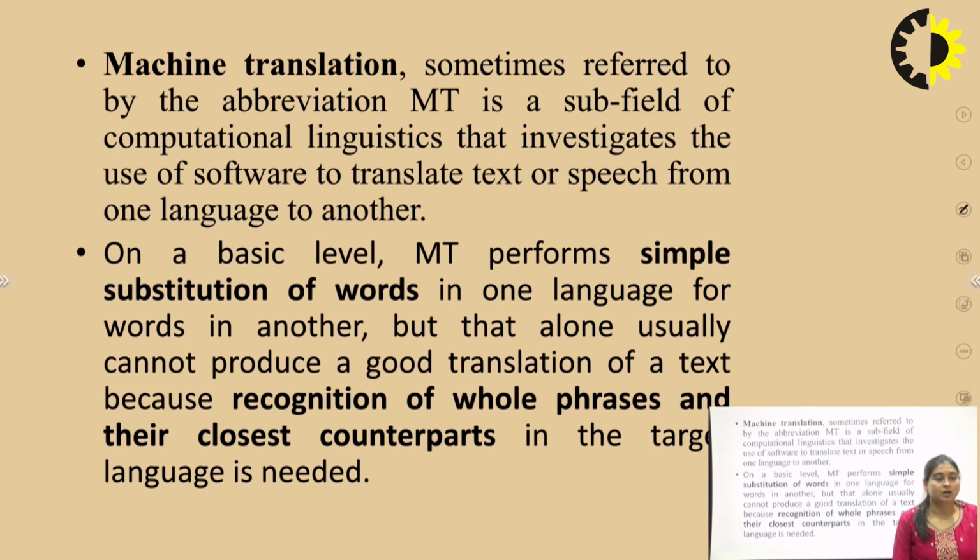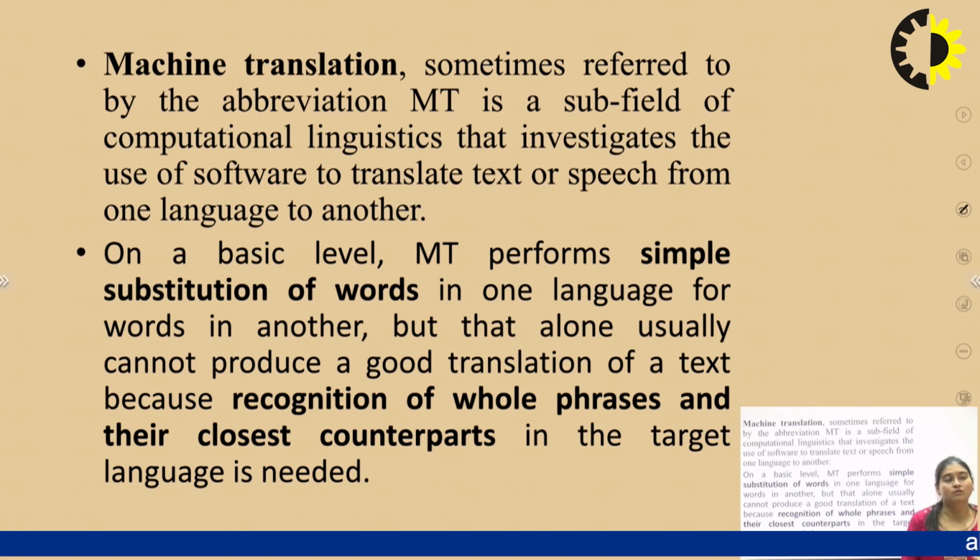On the basic level, it performs a simple substitution of words in one language for words in another. For example, if I want to convert a sentence from English to French, there will be simple word substitution. But that alone usually cannot produce a good translation of a text, because the recognition of whole phrases and their closest counterparts in the target language is needed. The recognition of these things is very important. The substitution of words alone doesn't suffice.